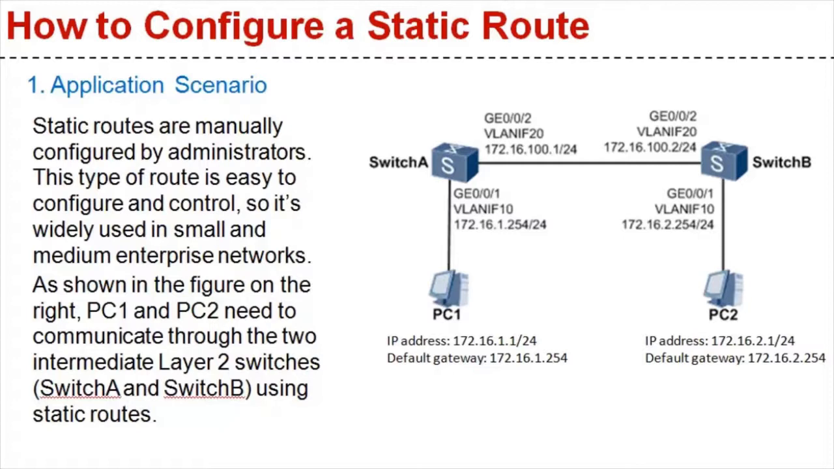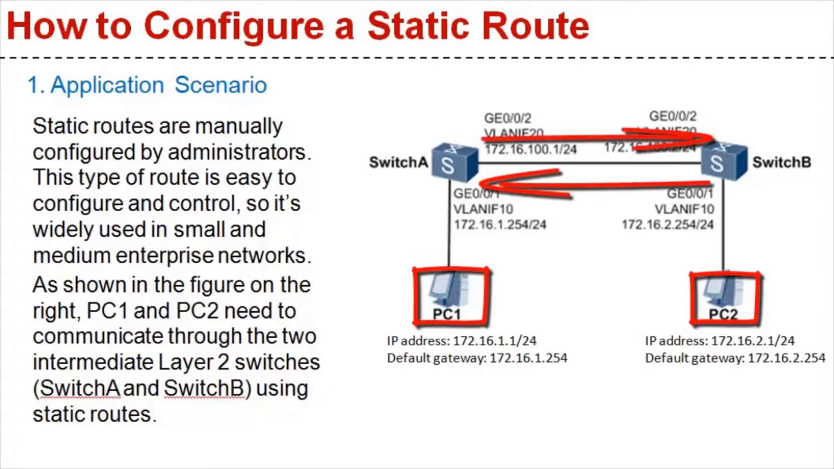As shown in the figure on the right, PC1 and PC2 need to communicate through the two intermediate layer 2 switches using static routes.